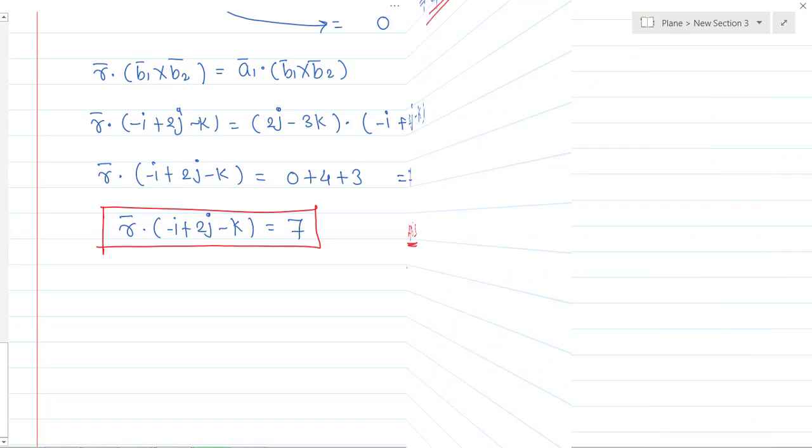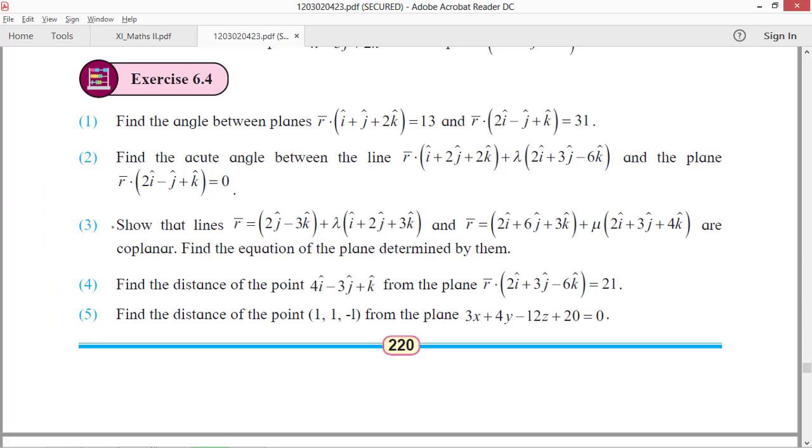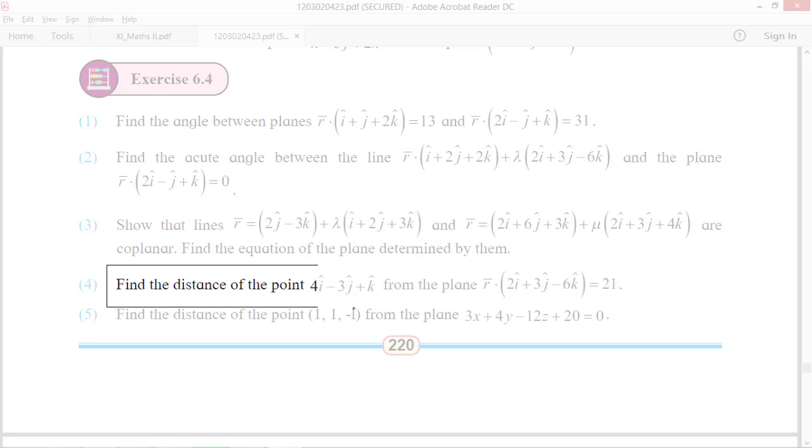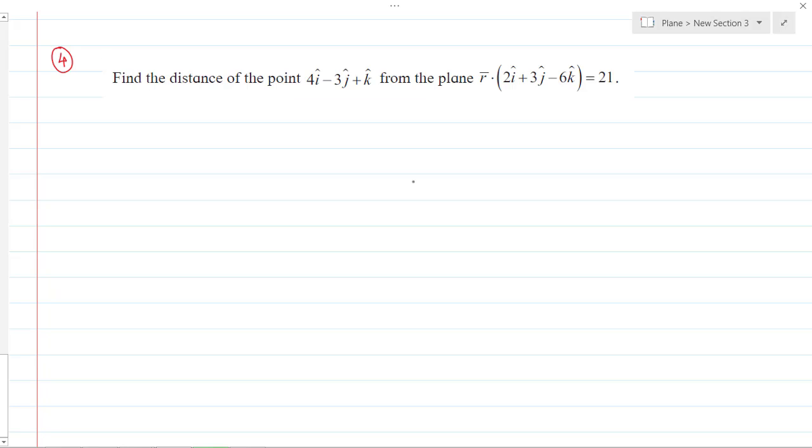Great. Now let's see the last question of this exercise. We have one more question. Find the distance of the point 4i minus 3j plus k from the plane. So we have to find the distance of this point from this plane. No doubt we can easily solve this.